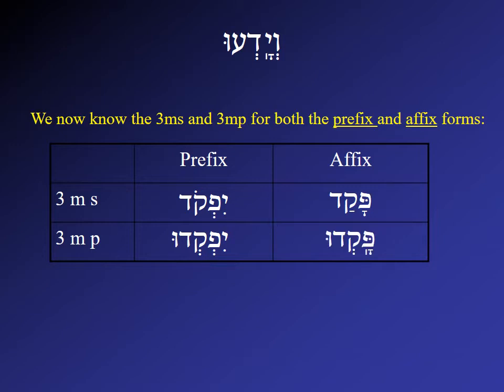In our third masculine plural, we will have this form, pakadu. Here again, we see our a class vowel in the first syllable, which is characteristic of the kal. Here we have seen the patach reduced to a shva.